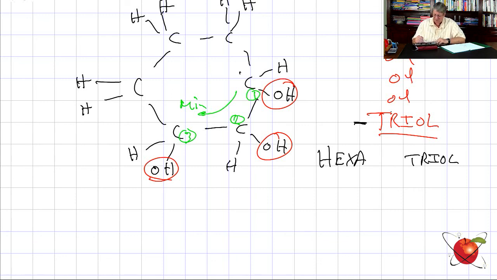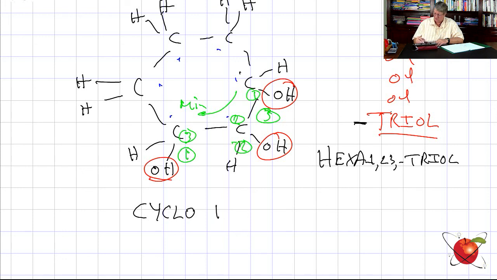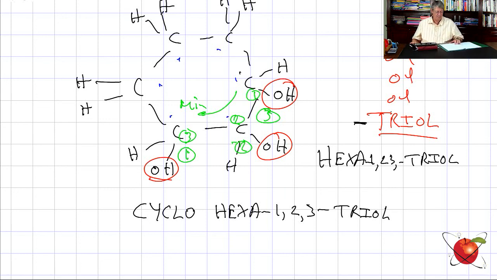I could have gone the other way. I could have said 1, 2, 3. Okay, that would have been the same. No problem. Could have gone like that, 1, 2, and 3. But if I'd have gone around, all right, and gone 1, 2, 3, 4, 5, 6, I've made a mistake because my integer values have become too high. So this is going to be hexa 1, 2, 3 triol. And lastly, my final name, cyclohexa 1, 2, 3 triol. Like so. Okay? There we go.